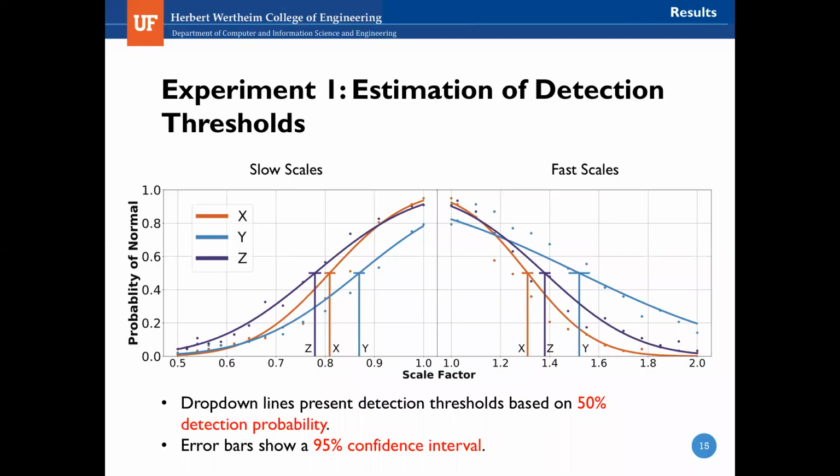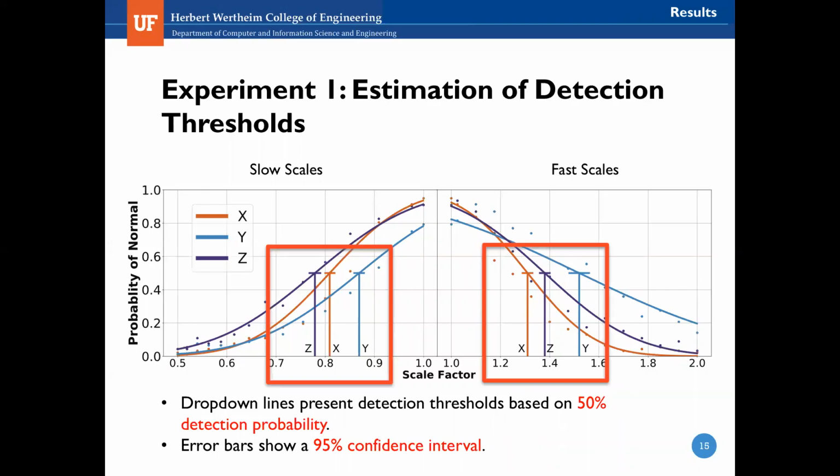For the results, because of our two-alternative forced-choice study approach, we conducted a psychometric data analysis. We logged the participants' answers to the normal or not normal question, and then we aggregated all the answers for each direction. We calculated the probability of normal answers divided by the total of normal and not normal responses. Then we fitted psychometric functions for slow scale hand movements, on the left, and for fast scale hand movements, on the right.